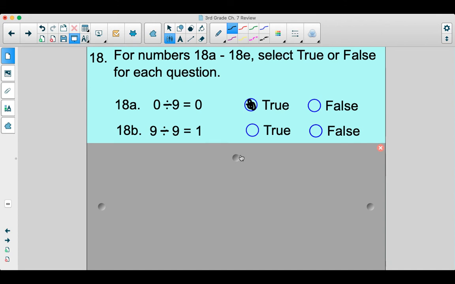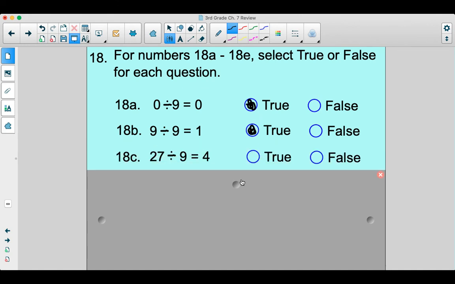9 divided by 9 equals 1. Okay, so 9 cookies divided by 9 people. Each person gets 1 cookie. Answer, true. 27 divided by 9 equals 4. Well, I remember we did a question with, I think it was daffodils. And there were 9 daffodils in a bouquet, and we found out 9, 18, 27. We only had to count by 9 3 times to get to 27, so this one's false.